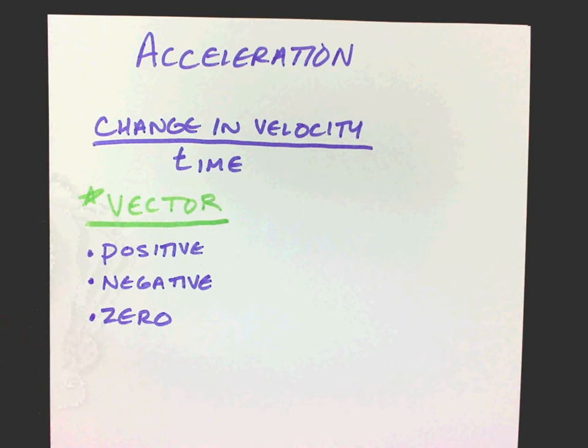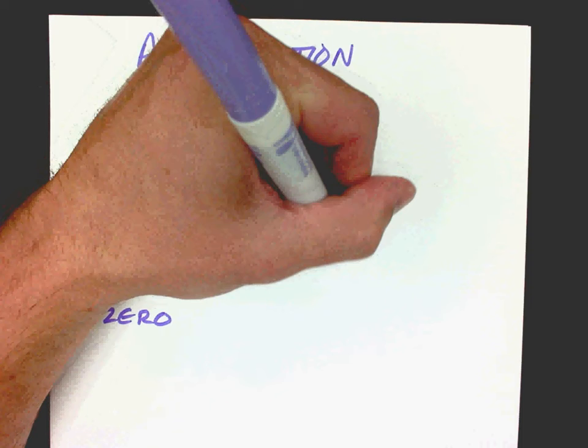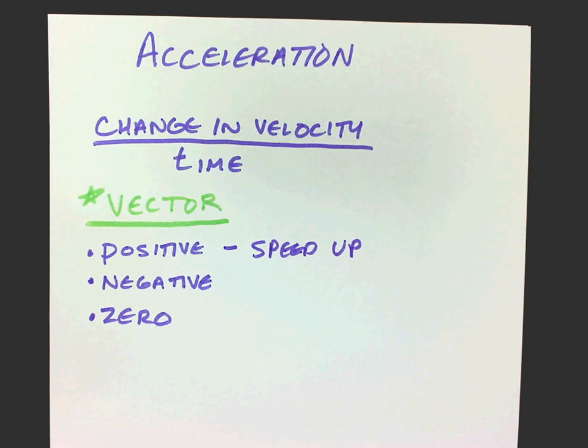Here's some of the scenario kind of things. An acceleration can be positive, it can be negative, it can be zero, and I just want to talk you through those. A positive acceleration typically means something is going forwards and it speeds up. So this could just be a speed up. So I'll write that down. Speed up. So you're in your car, the light turns green, you step on the gas pedal and you speed up. That would be a positive acceleration.